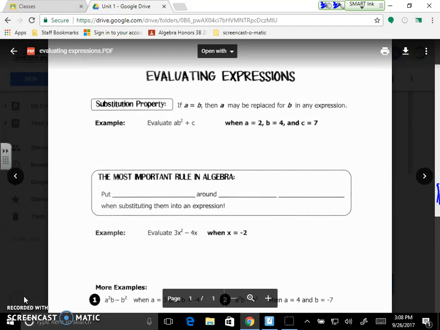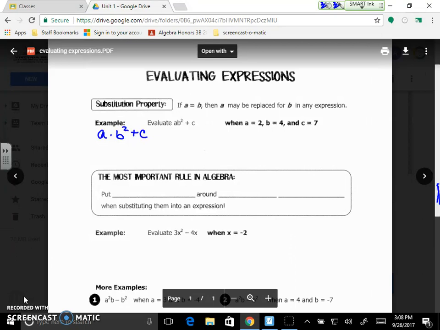So this is saying if A equals B, then A may be replaced for B in any expression. An example, evaluate A times B squared plus C. So let's reread. It says A times B squared plus C. Okay, that's how you read it. When you substitute in, generally we want to make sure we have parentheses around any negative number, but we're going to put parentheses around everything just to keep in the habit.